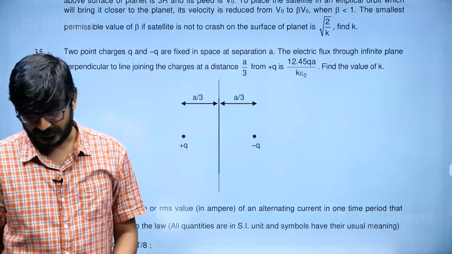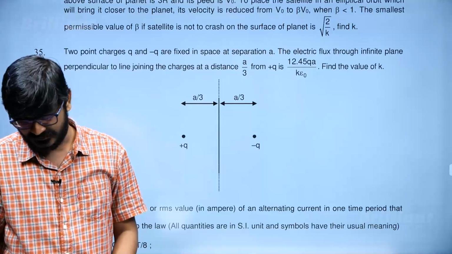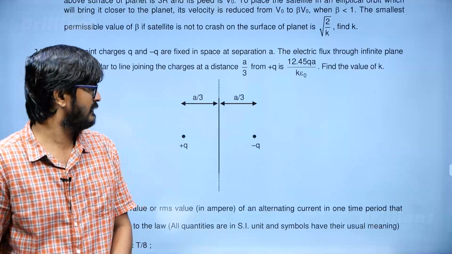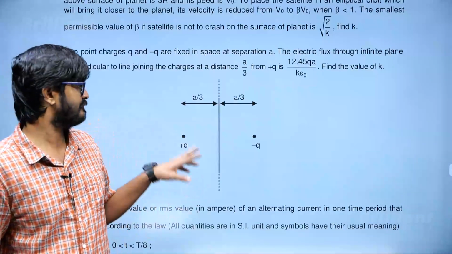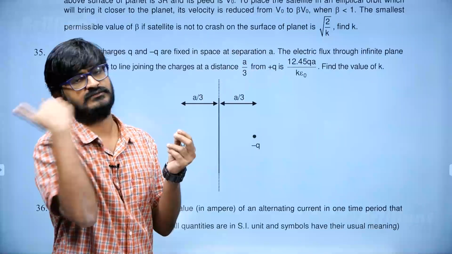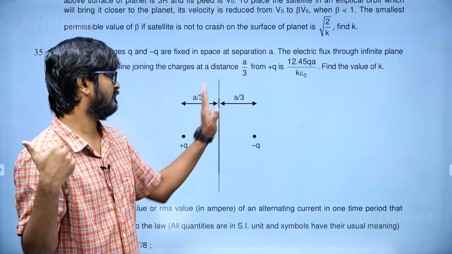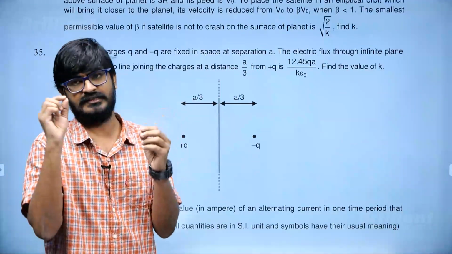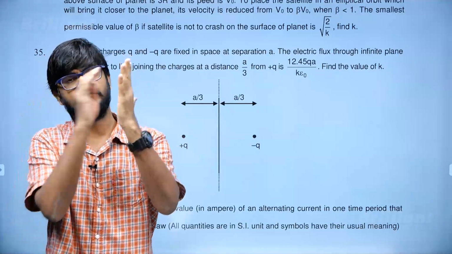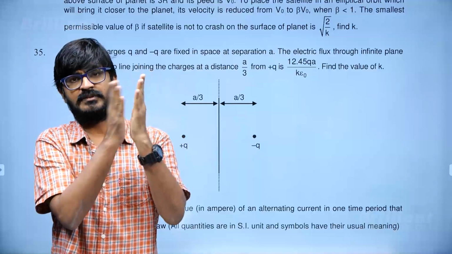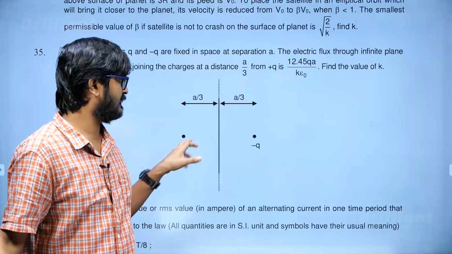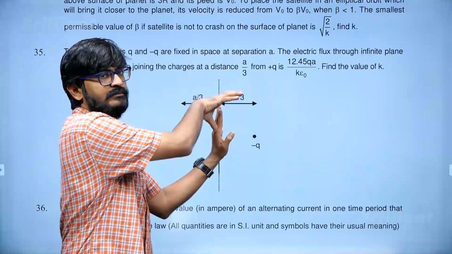Two point charges, q and minus q, are fixed in space at a separation A. The electric flux through an infinite plate perpendicular to the line joining. You see, again, it is an infinite plate. If it is a point charge, half of the flux will go onto that side, half of the flux will come onto this side, right? So what will be the flux passing through? If there is a charge here and an infinite Gaussian surface, half of the total flux will pass through this one, the remaining half will go to the other side, right? So because of this charge, the flux passing is q by 2 epsilon naught.